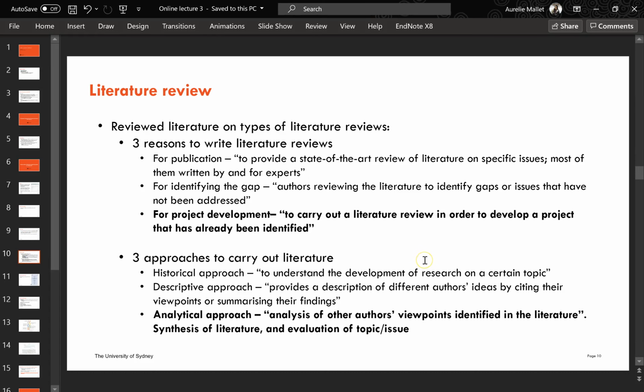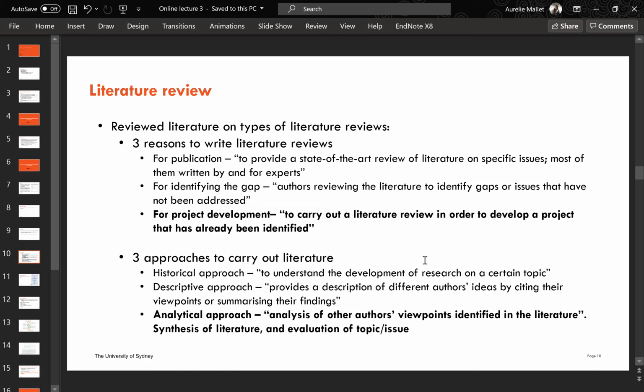And so back to the literature reviews that they had to do. First of all, they identified the different types of literature reviews that people conduct, and then they found that there were different approaches to carrying out a literature review. So the first approach is the historical approach. It's to understand the development of research on a certain topic, and this tends to be done chronologically, from what was done in the past up to now.